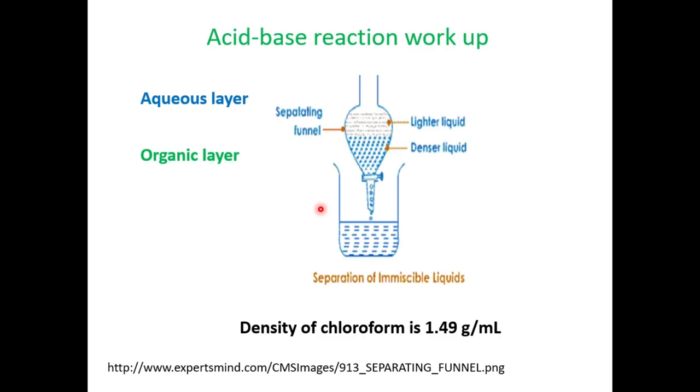So just to talk a little bit more about acid-base reaction workup procedures. You are familiar with having an aqueous layer and an organic layer. When you separate two immiscible liquids, the lighter liquid will be the top layer and the denser liquid will be the bottom layer. So in your experiment today, the water will be the lighter liquid, it'll be the top layer, and chloroform is the denser liquid, it'll be the organic layer and the bottom layer. The density of chloroform is 1.49 grams per milliliter, so it's a higher density than water.